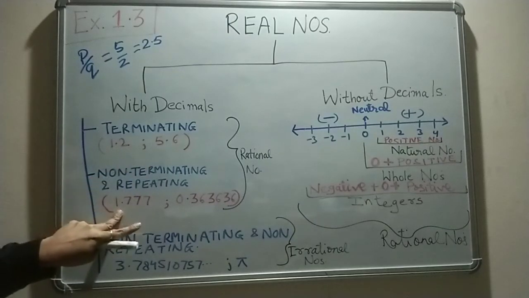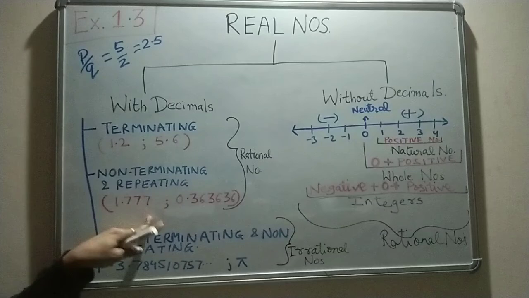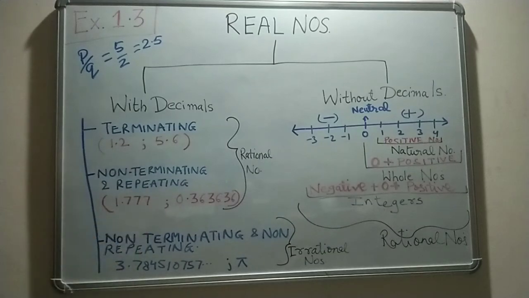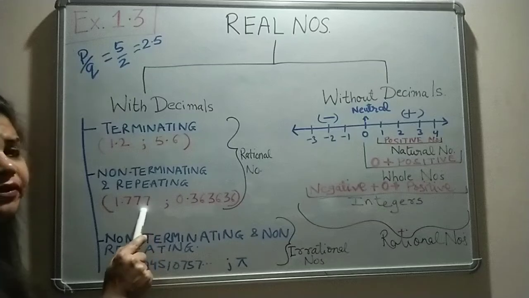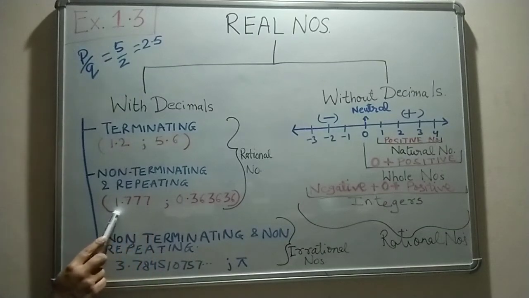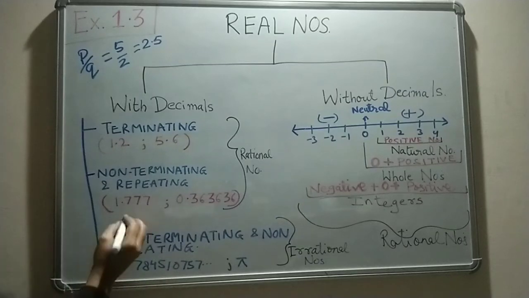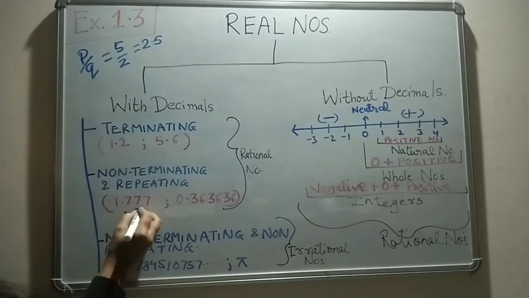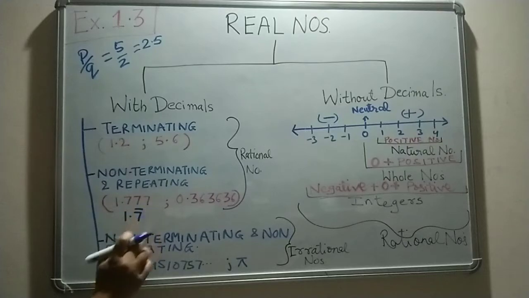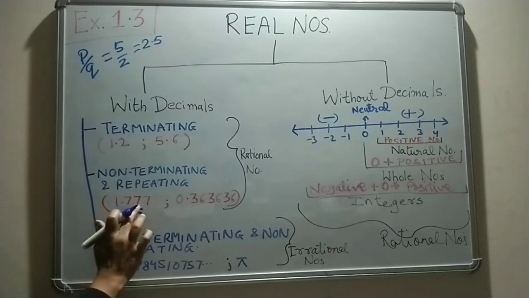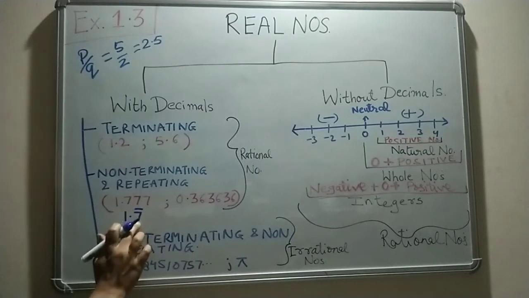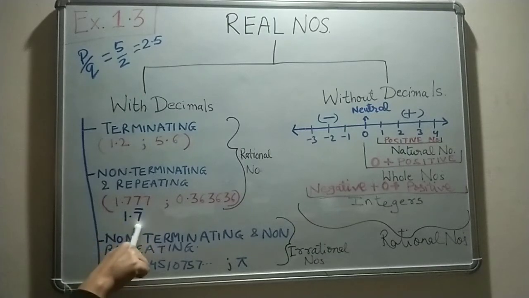Now the second category is non-terminating. Non-terminating means the remainder will never be 0, but the figures after the decimal will be repeating themselves. Look over here, it's written 1.77777. We can write it as 1.7 bar, because 7 is repeating itself.